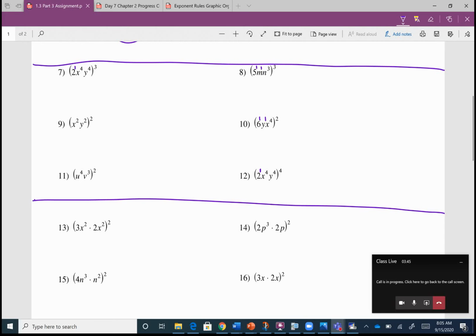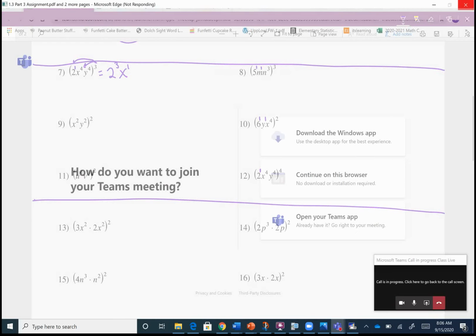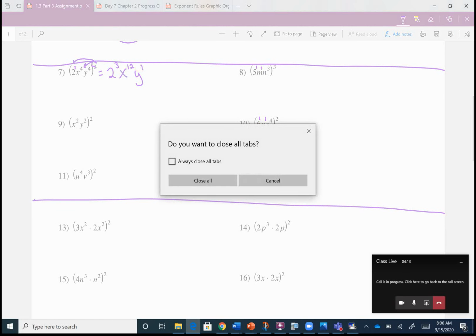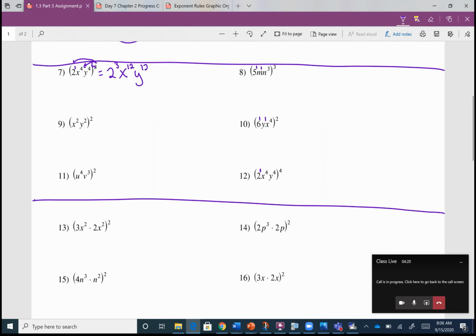Number 7, guys, please keep in mind, on the 2, there's that little 1 exponent. So we have to multiply. We're going to have 2 to the 3rd power. And then we have 3 times 4, x to the 12. And then another 3 times 4, we have y to the 12.